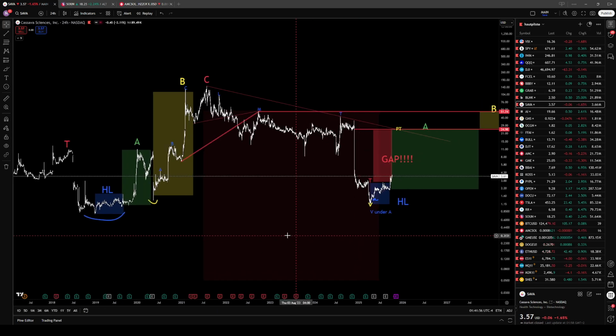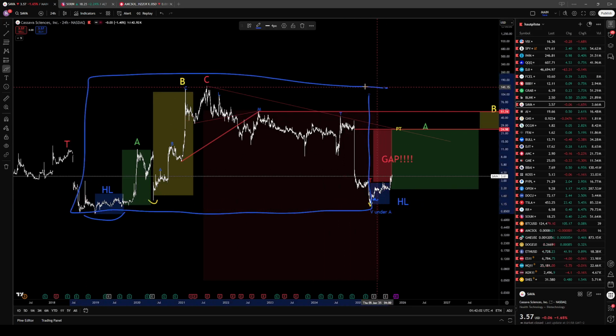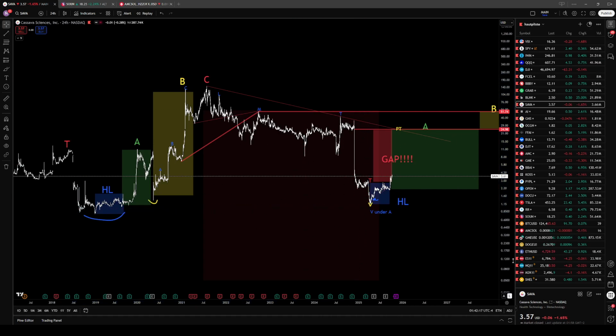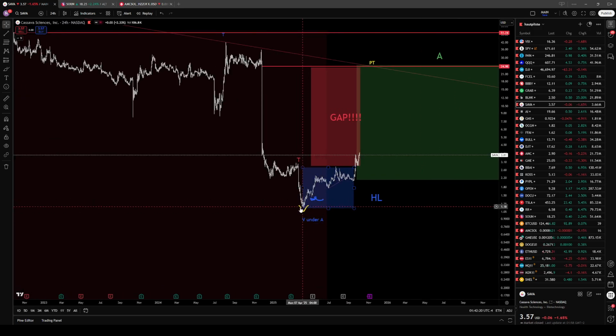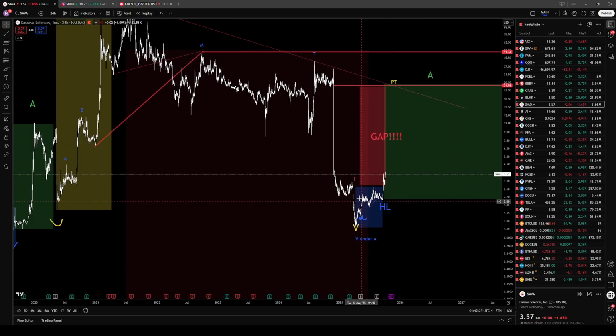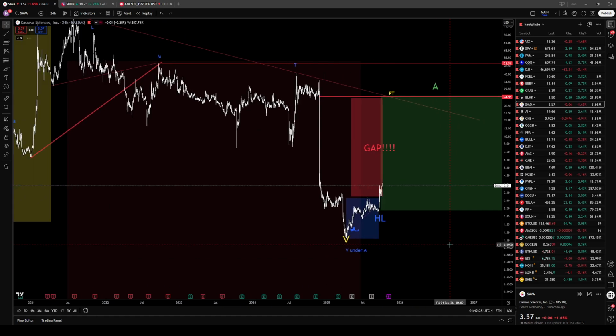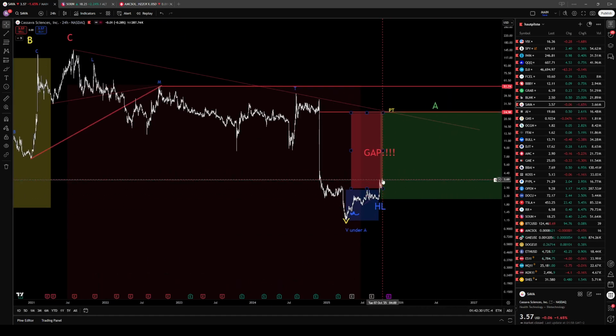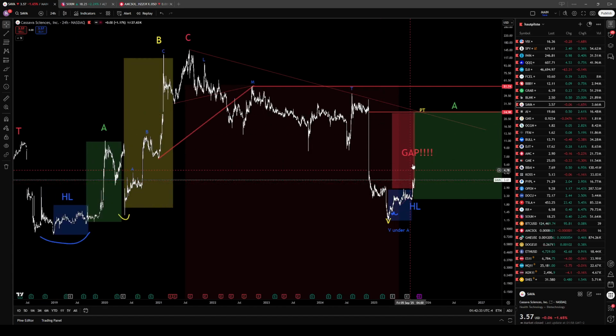For the fractal tracking, this whole thing is finished. You have your V, you have your A pullback, B pullback, C, lower high, midpoint, and then you have your T. And here is your fall again. You already did your high. You already did your high low. And right now, you're at the point of doing the gap fill.